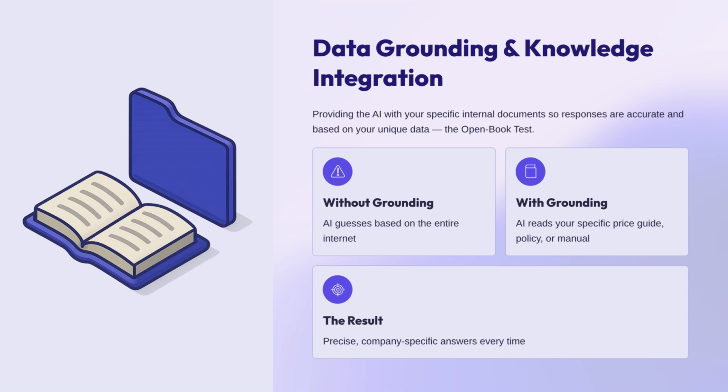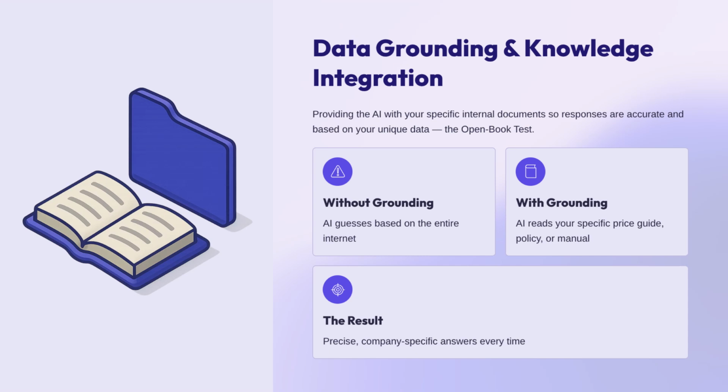In plain language, it is the open book test. We don't want the AI to guess your return policy. We want it to read the actual policy. Imagine a dummy example. You are building an app for a plumbing company. You provide the AI with your 2026 price guide. Now, when a customer asks how much to fix a leaky tap, the AI doesn't guess based on the whole internet. It looks at your specific guide and says, "That will be $80 plus parts."